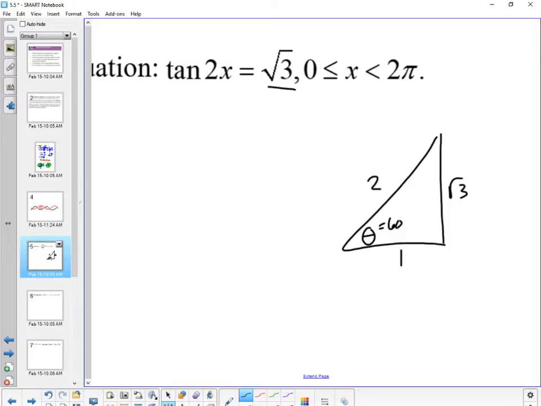Because what is radical 3 as a fraction? It's radical 3 over 1, correct? Which is the opposite over the adjacent, which means it's that. Correct? So I know that twice the angle equals how much? 60. So it's 30. So x is 30. Oh! Wow, mind blown.